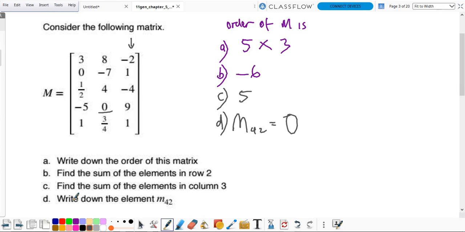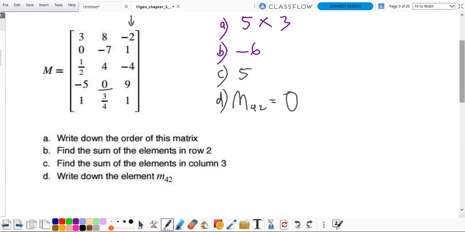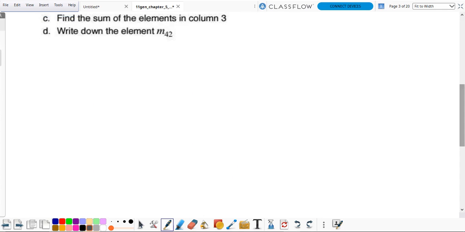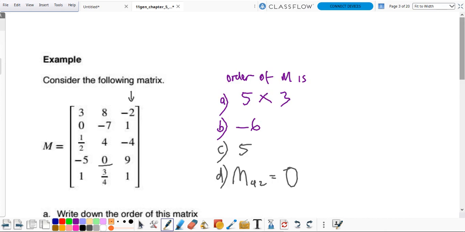Straightforward, easy. Do we want to do another example? I think it's pretty straightforward. So when it refers to the sum, make sure you add them. Remember, row is horizontal, column is vertical, and elements are what you refer to in the numbers. I think that might be it.